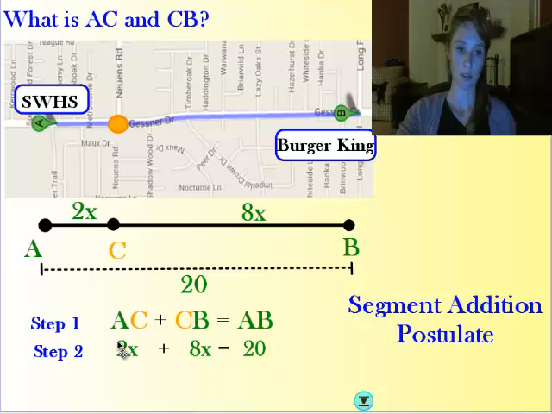Okay, now what we can do is plug in the expressions that represent each of the line segments. So line segment AC, we are given 2x as its length. Same thing with CB, we know it's 8x, and we know the total length is 20. We do know that.